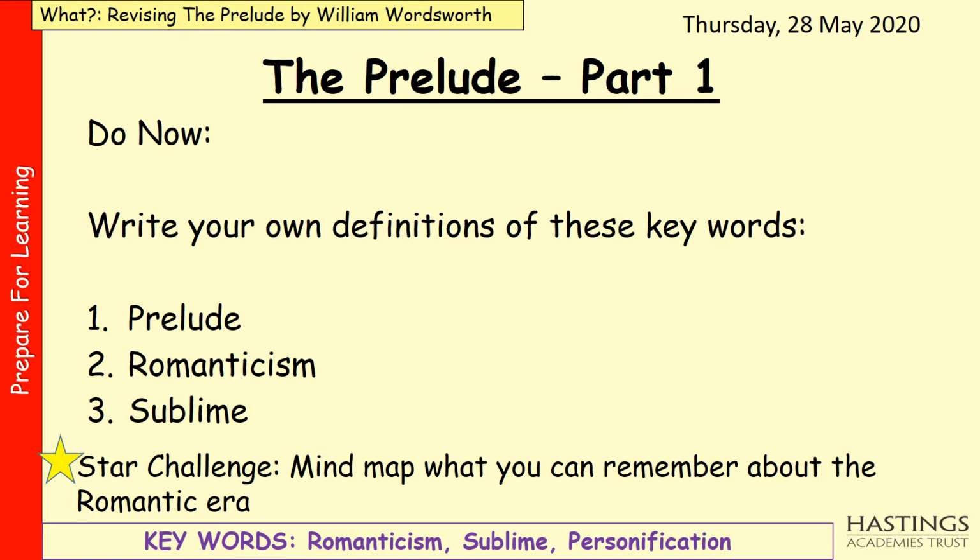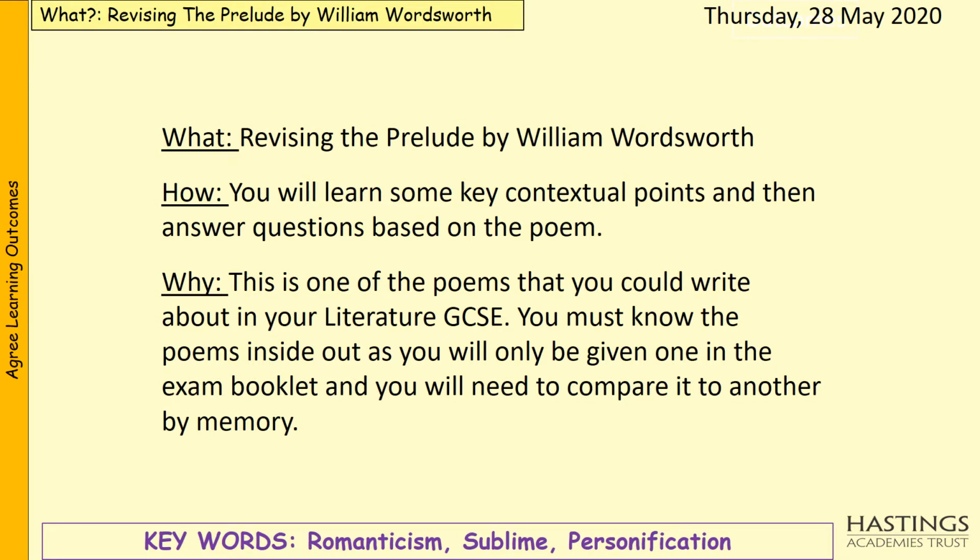Okay, so you can see what we are doing today. We're revising the poem. We're going to go through some key contextual points, looking at the background of the poet and the poem itself, and then we're going to answer some questions based on the poem. Like I said before, just looking at the first half of the poem today. This is one of the poems that you can write about in your literature GCSE, so it's part of that poetry anthology, and you're going to need to know the poems really well, as you're only given one poem in your exam and you need to be able to compare it to another by memory.